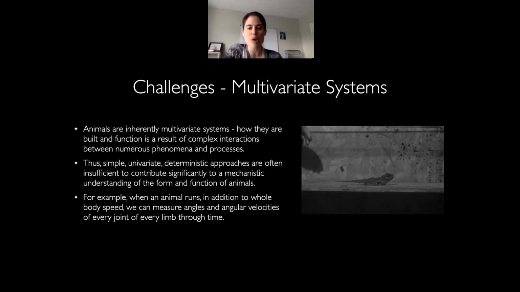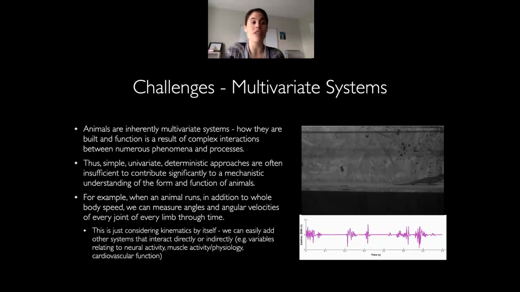Just using locomotor biomechanics as an example, when an animal is running, most of us are not necessarily interested in just how fast the animal's running, but things about how it's running. So we can measure joint angles and angular velocities as well. Even just restricting it to that, there's joint angles and angular velocities for all the joints, for all the little intervertebral angles that we're dealing with if we're looking at the body undulations at the same time. So just considering those two families of variables, we have a lot to deal with. And that's just biomechanics.